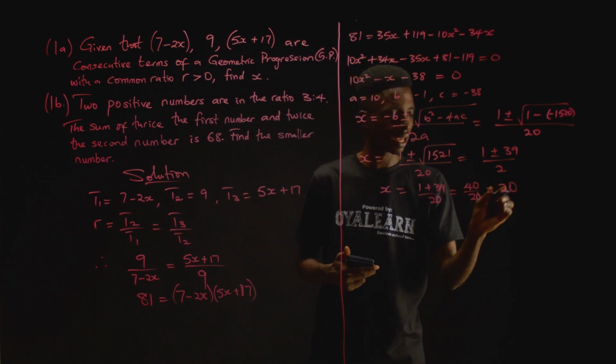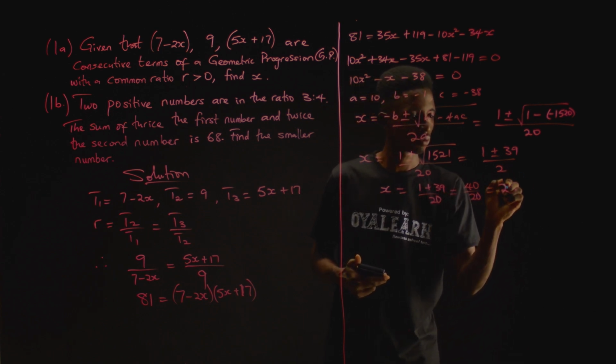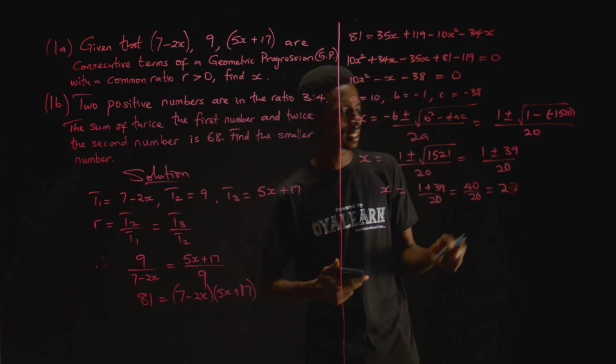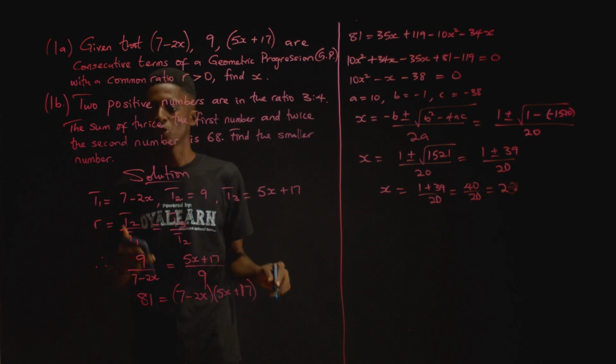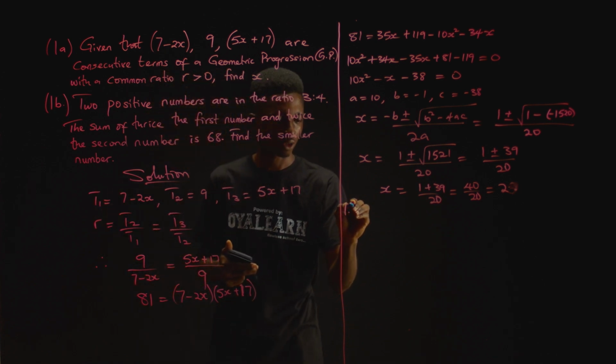Sorry, this is 20, so x is 2. X is 2. So now we've solved for the value of x in question 1a. Now let's solve 1b.